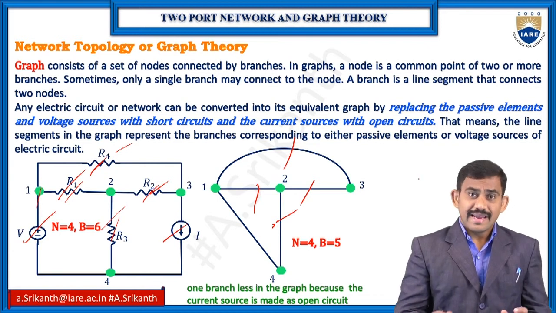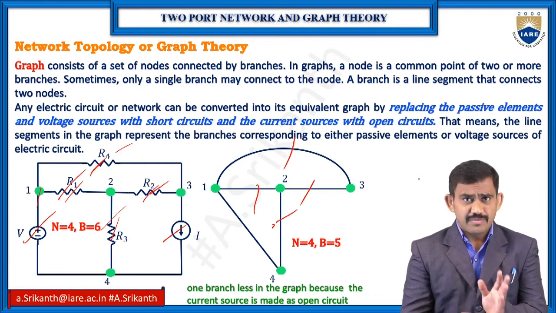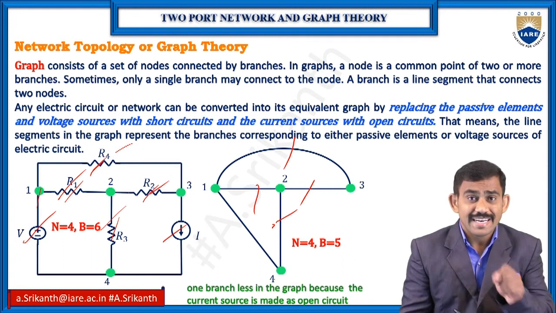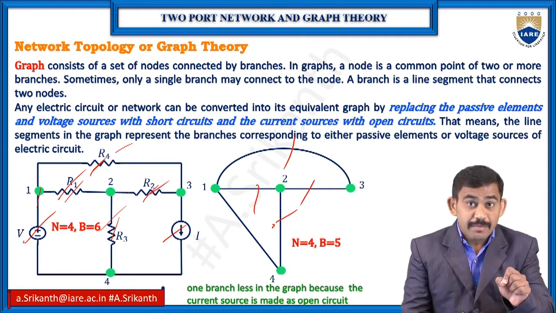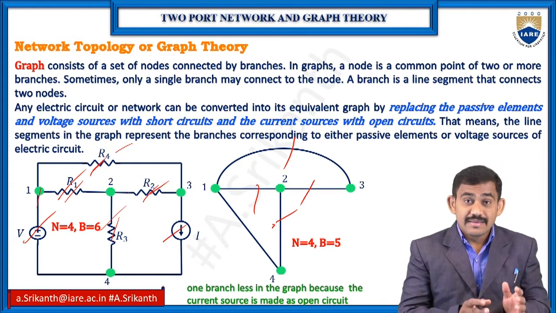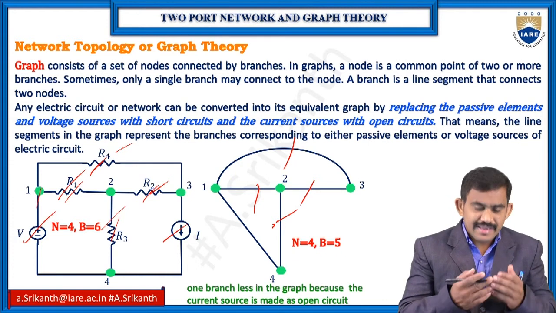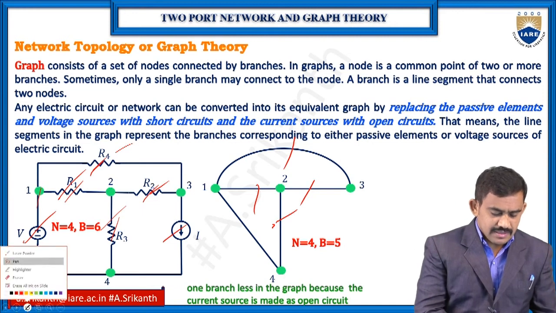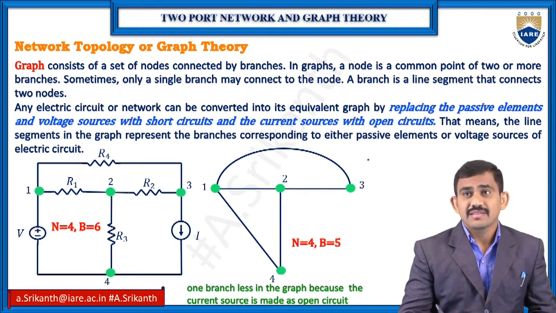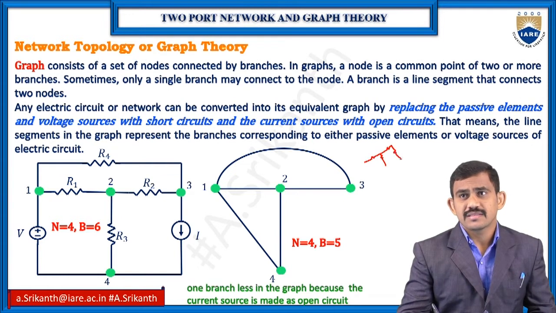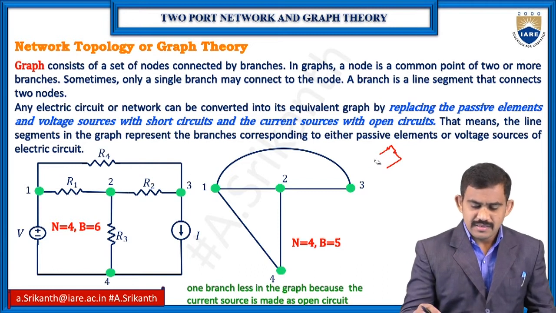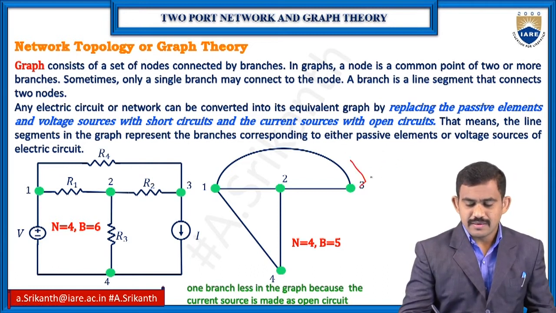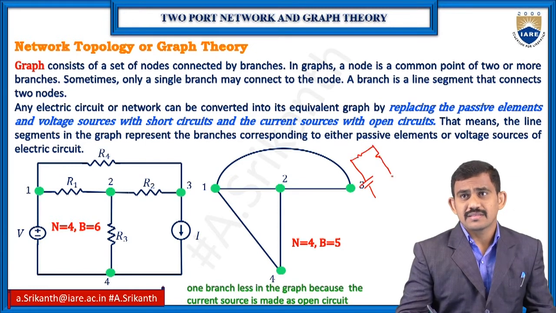This is a simple method, but here the main problem is we need to identify the number of nodes and number of branches. So in general, I have a circuit like this: resistor, resistor, resistor, resistor. Just observe clearly, guys. I have a voltage source and resistor, and same thing, resistor here, resistor, resistor.